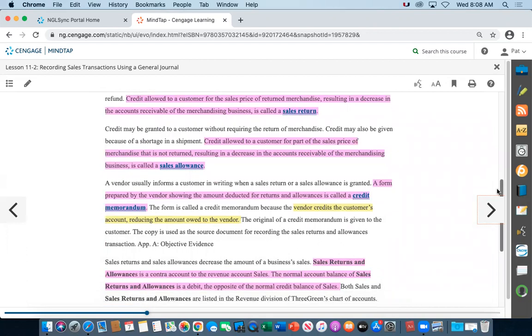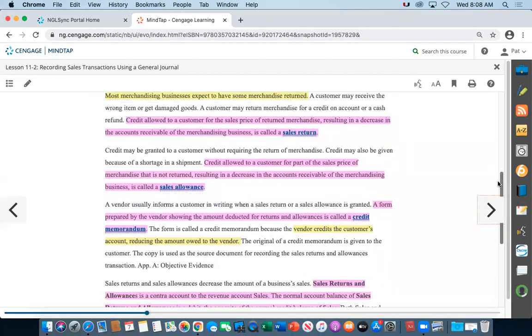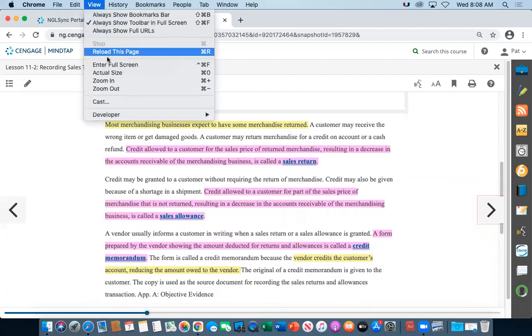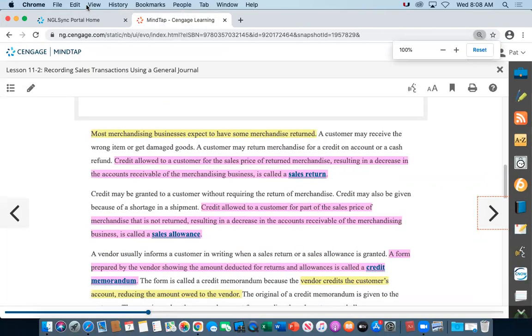So what exactly is all this? So let's talk about what's sales returns. We'll just do this first part. Sales returns, allowances. What are these things? And maybe I can zoom a smidge. Okay.